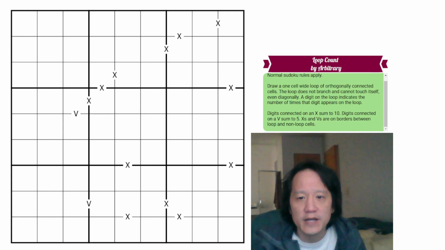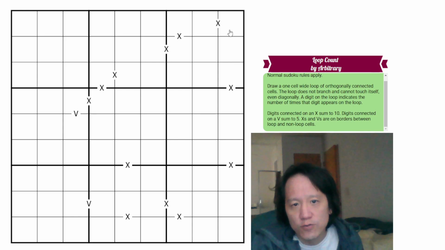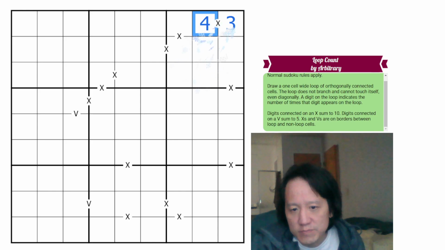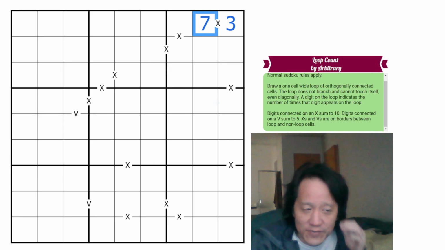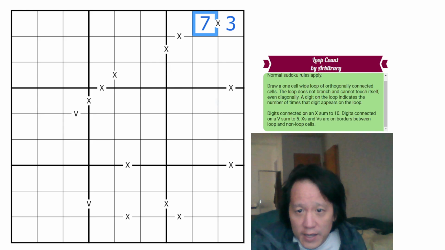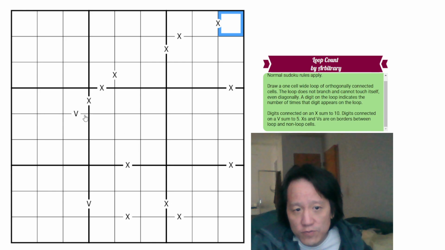Digits connected by an X sum to 10. So for example, if this was a 3, this would have to be a 7, not a 4, a 7 to add up to 10. And digits connected by a V sum to 5. And so therefore, if this was a 2, this would have to be a 3.